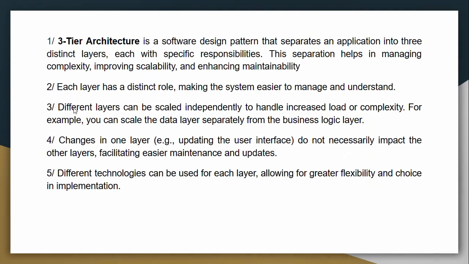We discussed that different layers can be scaled independently to handle increased load or complexity. For example, you can scale the data layer separately from the business layer logic. Now we have three types of machines. We can identify where the load is high, whether it is the business layer or the persistence layer. Based on the load, you can scale the servers, you can increase the number of servers. Okay, a change in one layer does not necessarily impact the other layers.